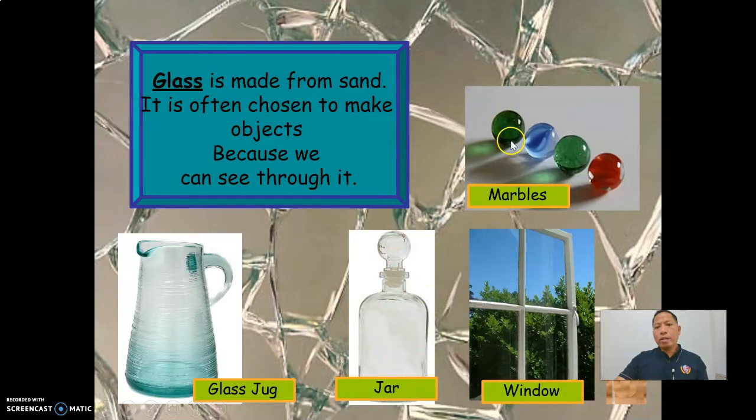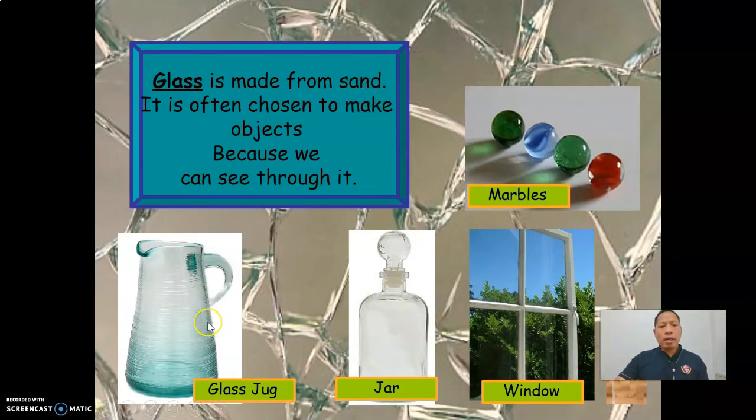I don't know what the name of this is in your own language, but in English, this is a marble. Marbles have different colors. They could be green, blue or red. Marbles are made of glass. It's made from sand, actually.